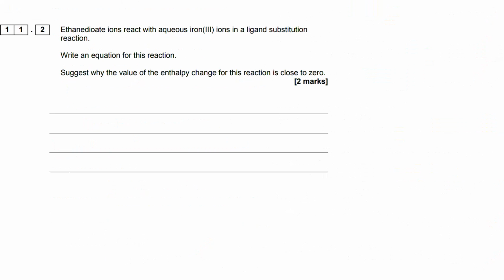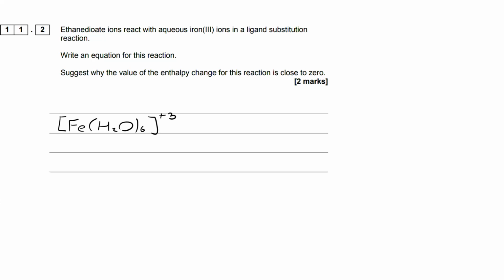So we're sticking with ethanedioate, and we're looking at somewhere where we're very familiar with it, which is in ligands and complexes. To answer this question, there's a huge amount of fundamental knowledge that you will need. For example, you will need to know that when we have aqueous ions in a ligand solution, we are talking about having water ligands surrounding it.